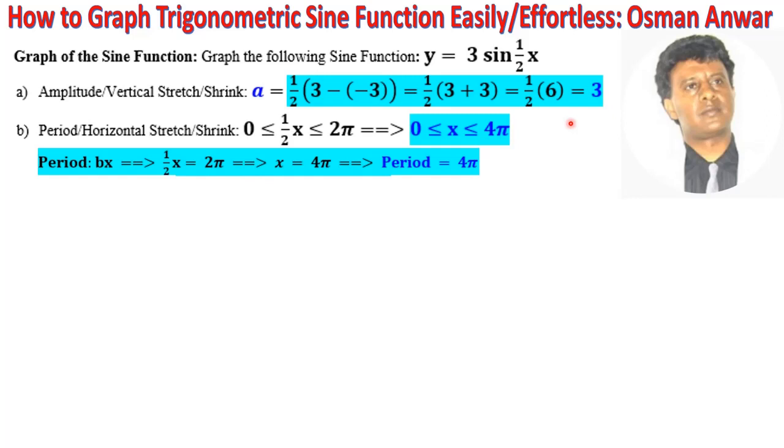The next thing is we need to find the period. The period is bx. Bx is always 2 pi. One complete cycle is 2 pi. For this function, bx happens to be half x. So half x equals 2 pi. Then multiply both sides by 2, then x is equal to 4 pi. Then the period is 4 pi.